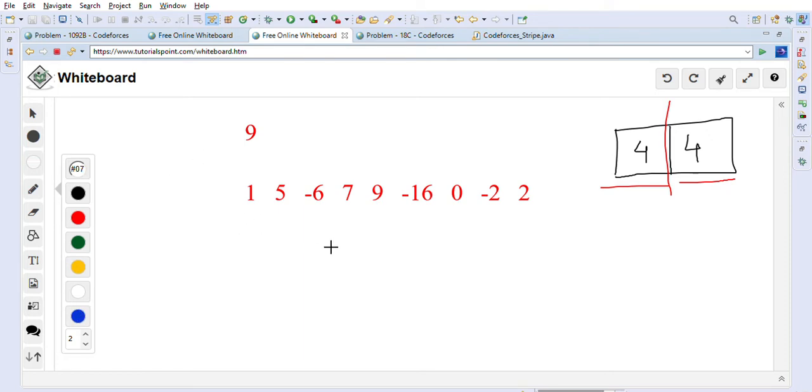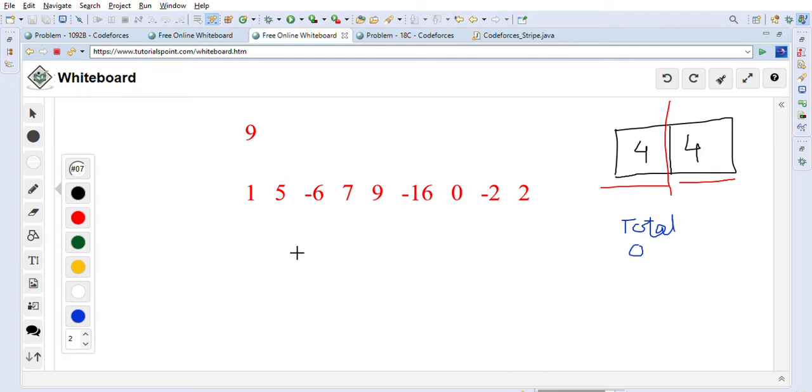So first we will calculate the total sum of these numbers in this array. 5 plus 1 is 6, 6 minus 6 is 0, then 7 plus 9 is 16, 16 minus 16 again is 0, then minus 2 and 2 is also 0. So the total sum is equal to 0. Which means that when we are cutting the left side and right side, the sums should match.